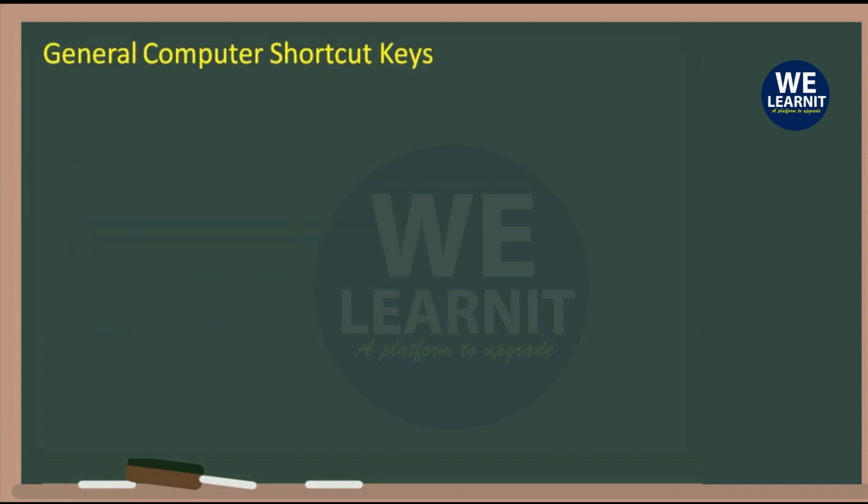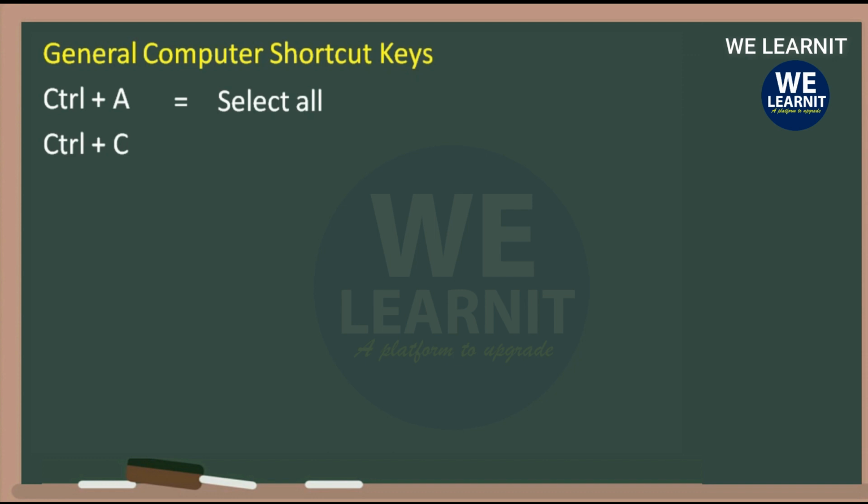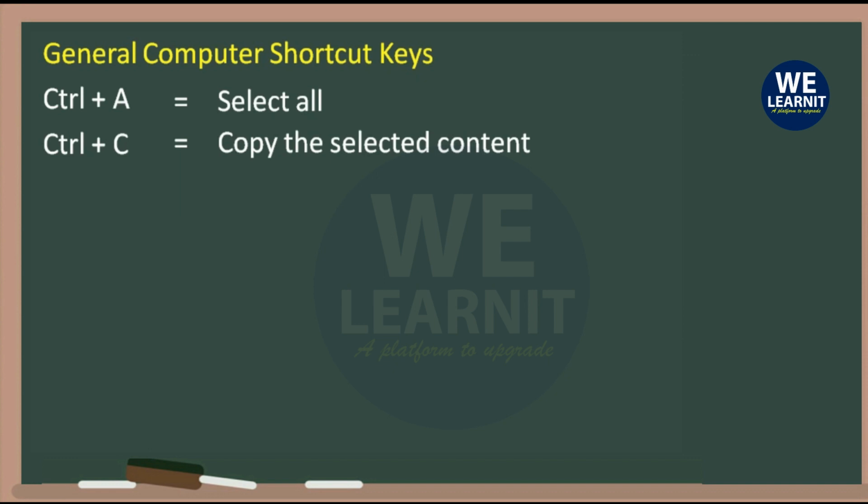The first category is the general computer shortcut keys. Here, the first key is the Control A. It is used to select all. We can select all multiple files together. We can select all text together, so on and so forth. The second key is Control C, and this is used to copy the selected content.